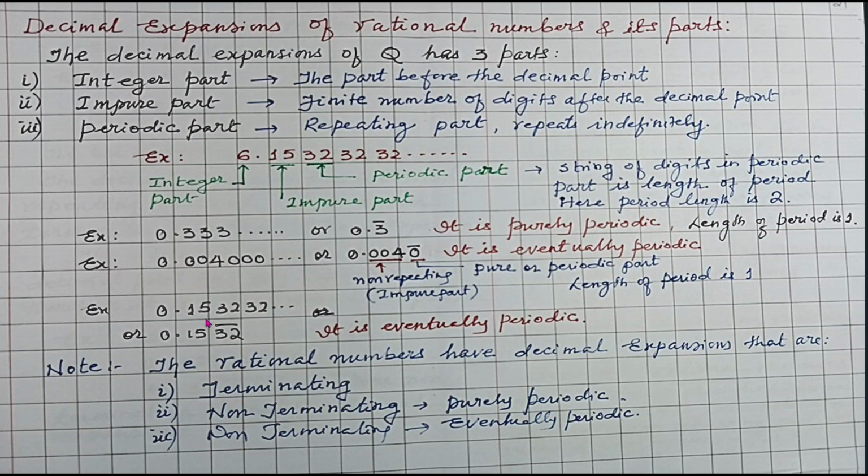Let us take one more example, 0.153232. Here 15 is non-repeating, 32 is repeating, therefore 32 bar. So this is called eventually periodic. This one is purely periodic, this is eventually periodic, this is also eventually periodic. Therefore remember that rational numbers have decimal expansions that are terminating, non-terminating purely periodic, and non-terminating eventually periodic. So these are some of the important properties of rational numbers we have learnt.